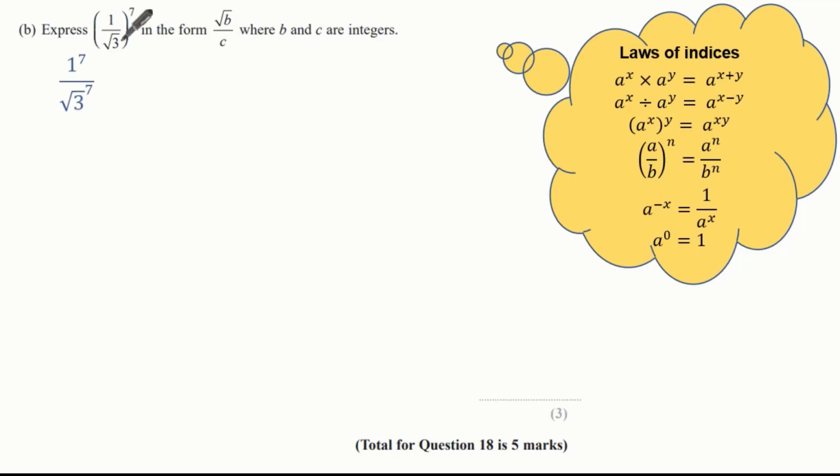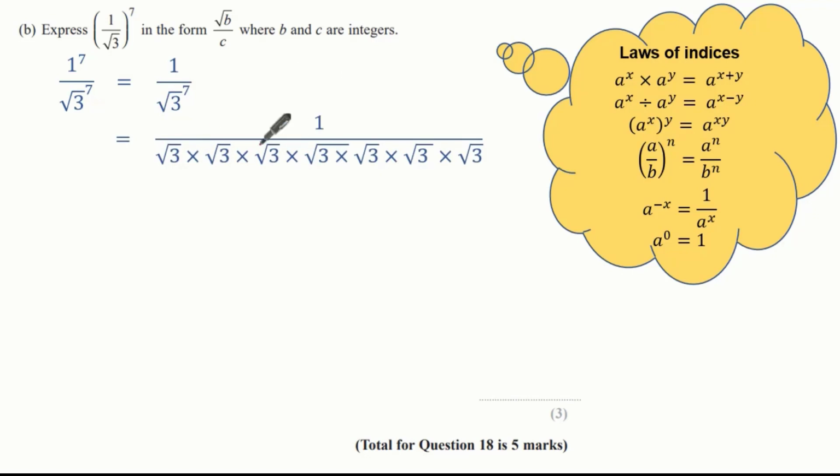So I know this is equal to 1 to the power of 7 over root 3 to the power of 7. Well, I know 1 to the power of 7 is 1, and I'm just indicating root 3 to the power of 7 here. Now, root 3 to the power of 7, if I were to rewrite all this out, you can see I have 7 root 3's all multiplied by each other. Now we know if we multiply root 3 by root 3, the answer is 3. So these 2 root 3's make this 3, these 2 root 3's make this 3, these 2 root 3's make this 3, and we're left with one single root 3. Working this out, this is the same as 1 over 27 root 3.